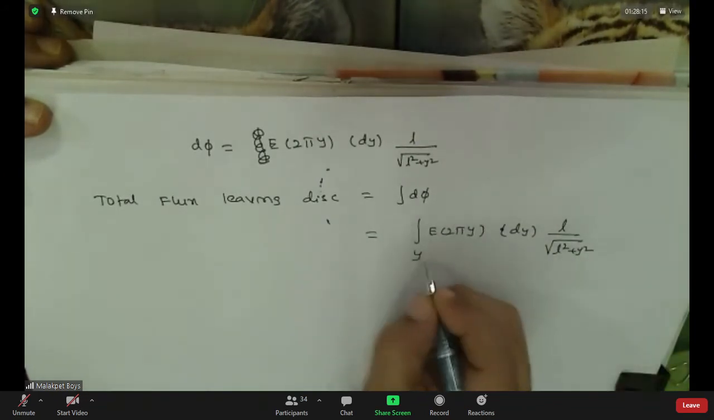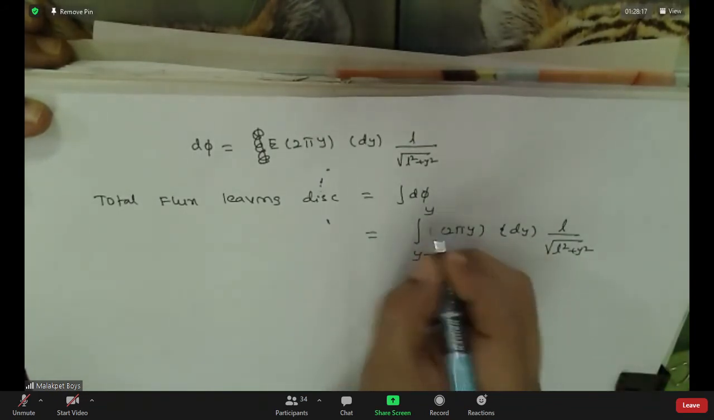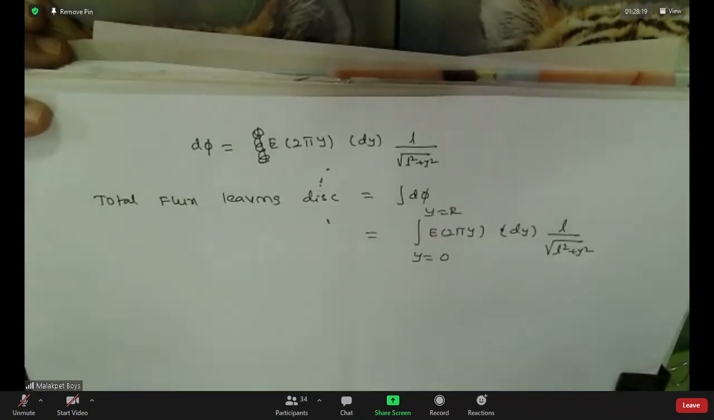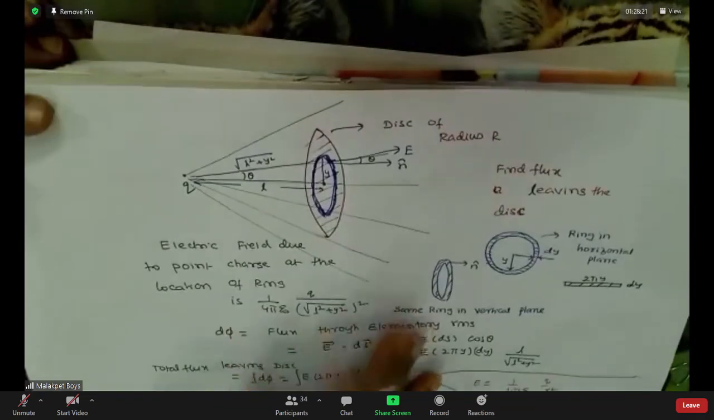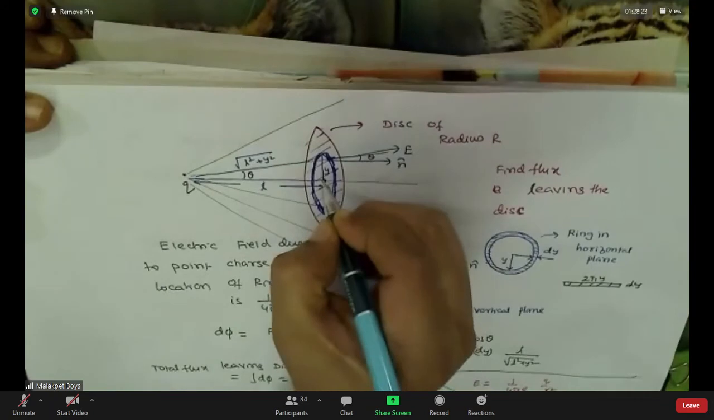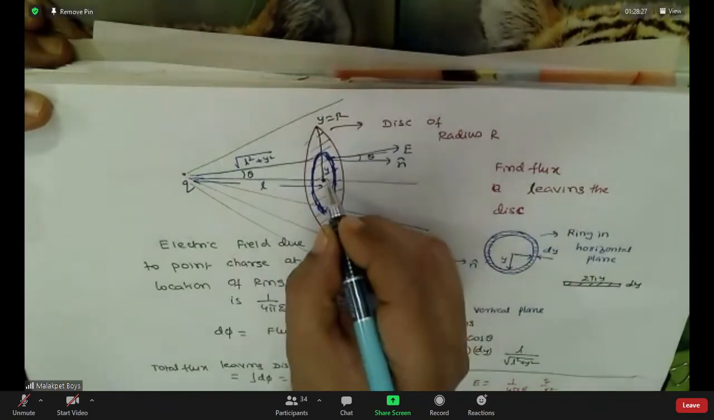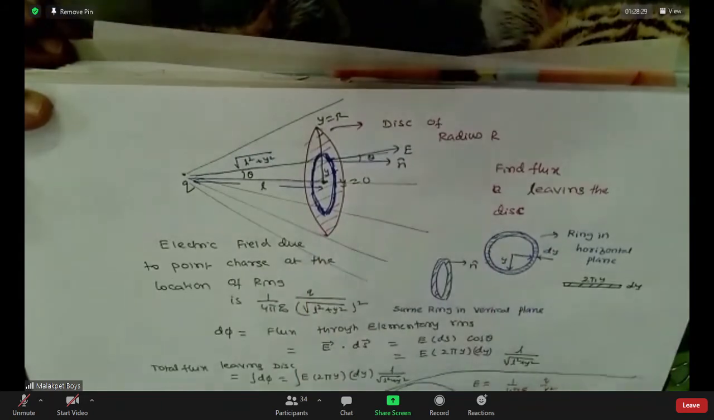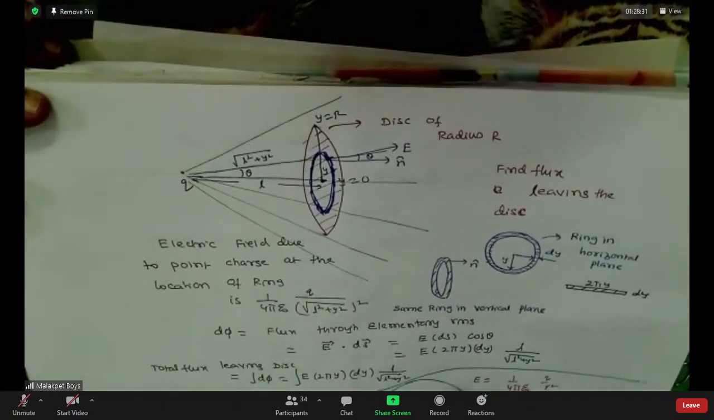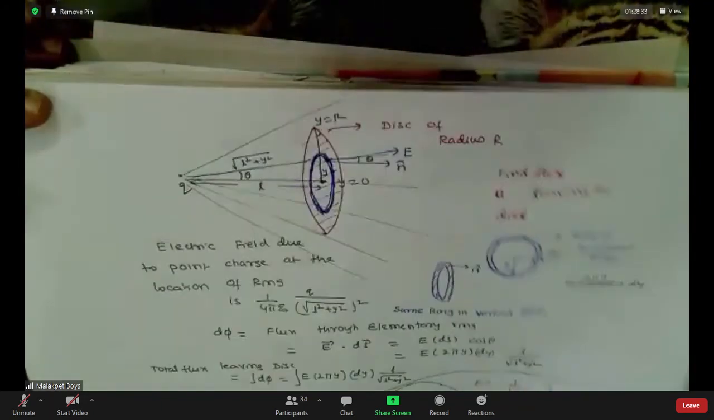So here, y goes from 0 to r. If you look at your disk diagram, y is 0 here, and the maximum value y can go to is y equals r. Do you follow this or not? Follow, sir.